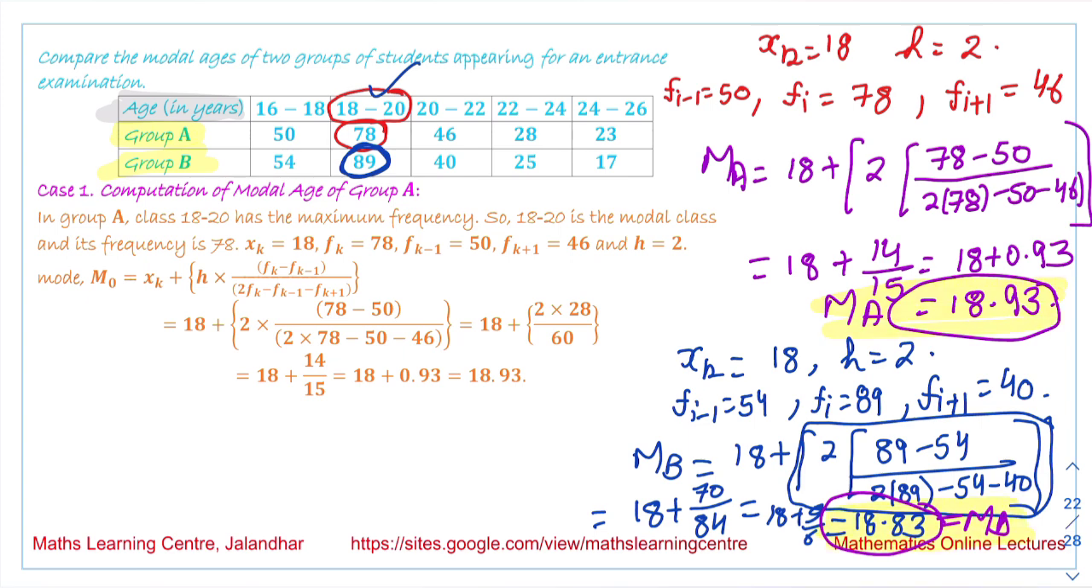for group B. So modal age gives us the approximate age of the student. The maximum number of students have approximate age 18.93 for group A, which is greater than the maximum number of students having the approximate age 18.83 for group B.